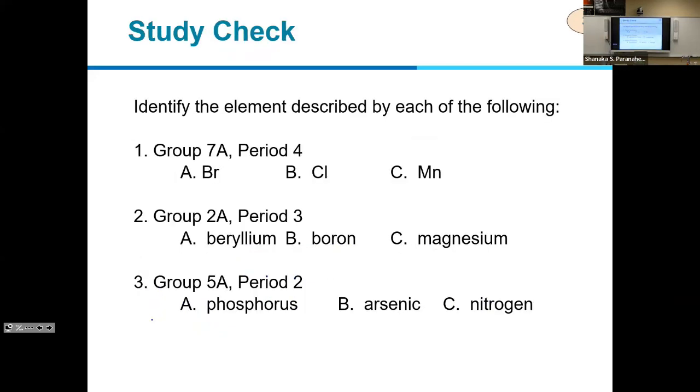So we can refer to an element using the group number and period number. You should be able to locate an element in the periodic table using the group number and period number. So what is the element in group 7A, period 4?